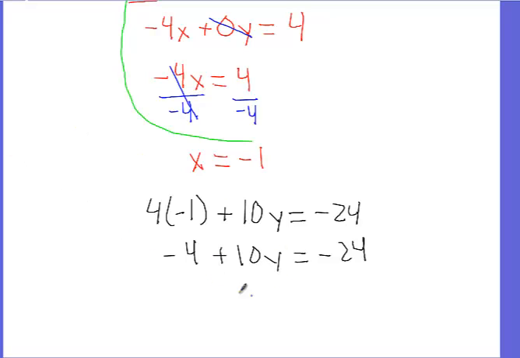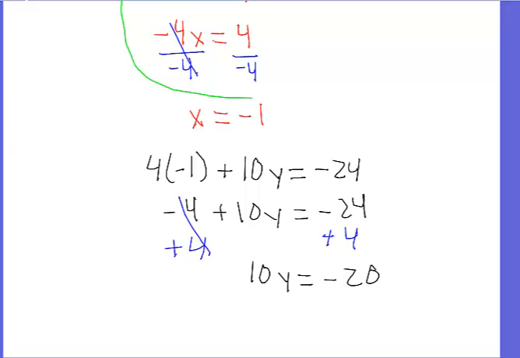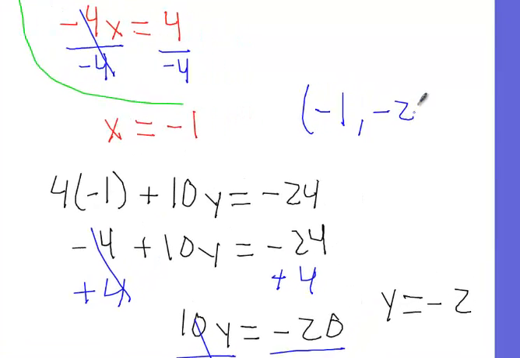All right, so now just algebra-wise, I want to get this 4 away, so I'm going to add 4 to both sides. And you're going to get 10y equals negative 20. Divide both sides by 10. And we know that y is equal to negative 2. All right, so we're going to bring it back together. We know that x is a -1 because that's what we found. When we substitute that into the equation, we found y was a -2.